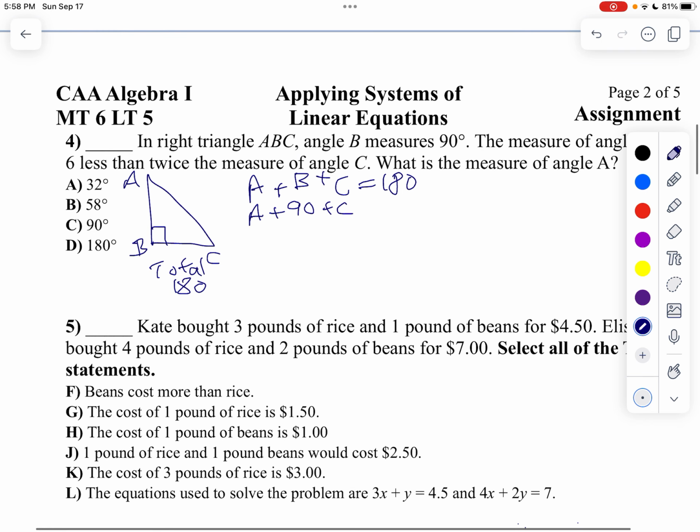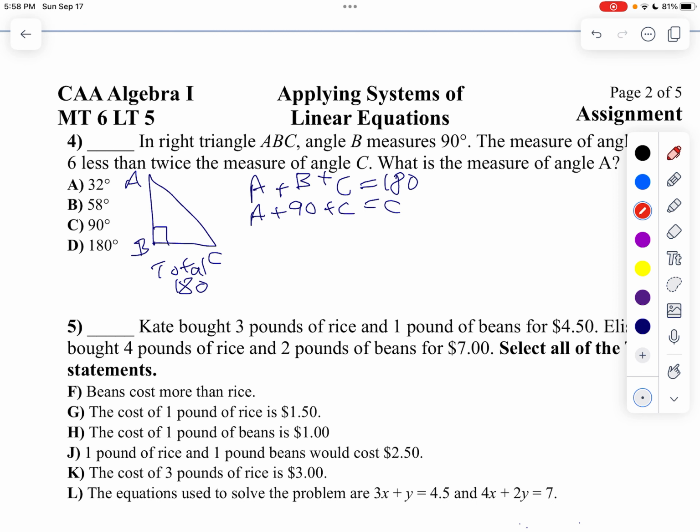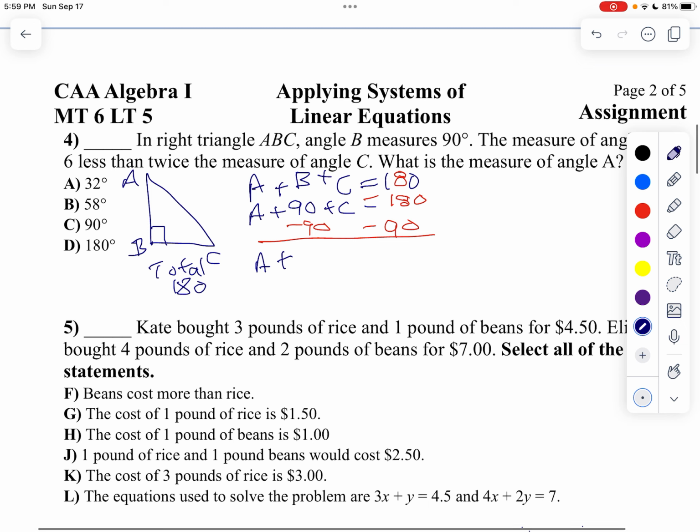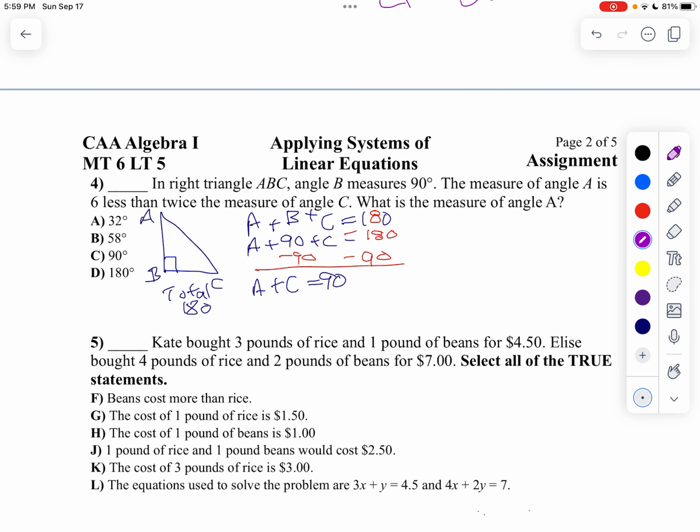So I could simplify that a tad, and we can subtract 90 from both sides. It was supposed to be 180 in the previous line. Let me fix that. So our equation is going to be A plus C equals 90. Our second equation comes from the second line.